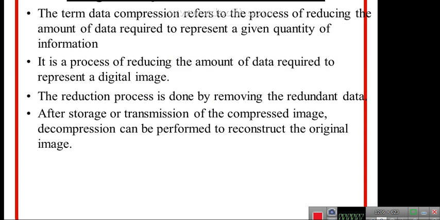In image processing techniques, image compression. First, we know the fundamentals of image compression. Here the term data compression refers to the process of reducing the amount of data required to represent a given quantity of information. Image compression is the process of reducing the amount of data required to represent a digital image. The reduction is done by removing the redundant data. After storage or transmission of the compressed image, decompression can be performed to reconstruct the original image.